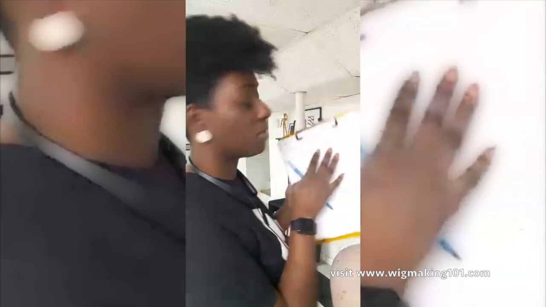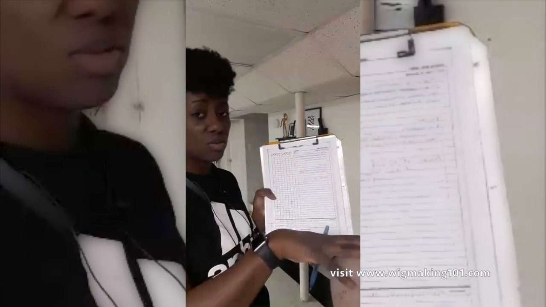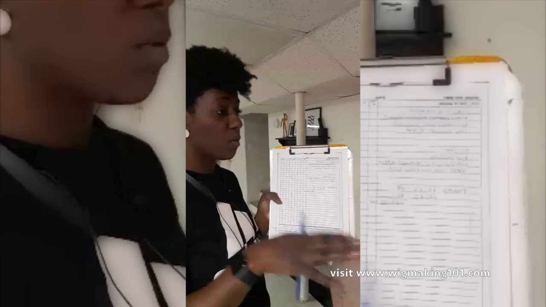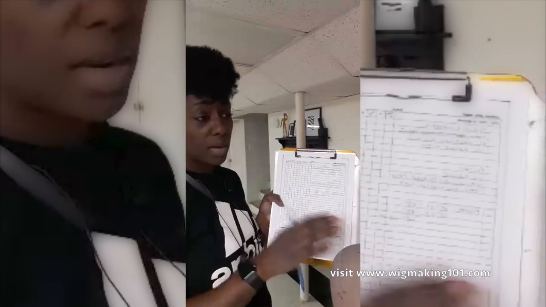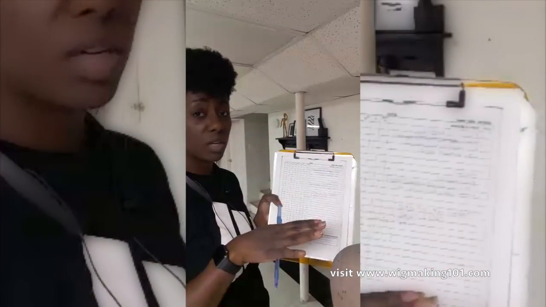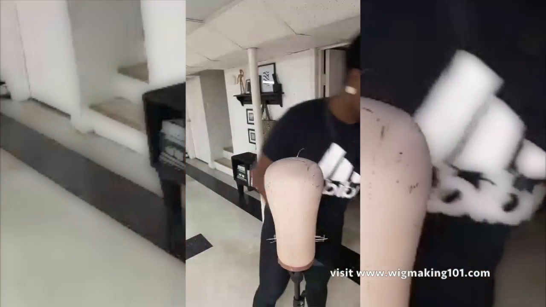So I'm writing down the order of process for just the first step, which is attaching the closures to these wigs, because most of these wigs that we're doing samples for are banged wigs, and we're not using frontal closures. We're using 4x4 closures and 2 bundles of hair. So I'm just doing the process of it all. So with that being said, I'm going to get started.